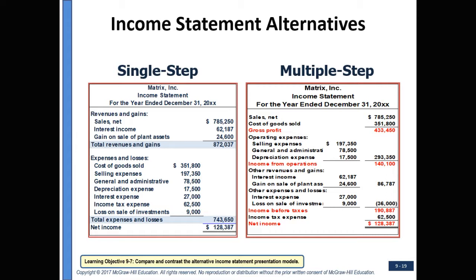So with a single-step income statement, for a user to determine income from operations, they may need to have some additional information, or they may need to do independent calculations. Whereas underneath the multiple-step income statement, we already put it out there in front of the user from the onset.